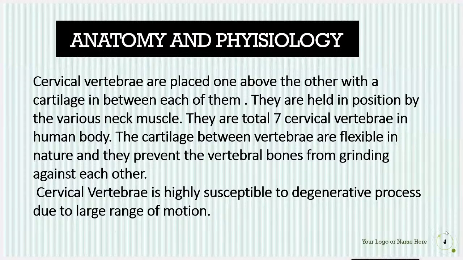Cervical vertebrae are placed one above the other with cartilage in between each of them. They are held in position by the various neck muscles. There are a total of 7 cervical vertebrae in the human body. The cartilage between the vertebrae is flexible in nature and prevents the vertebral bones from grinding against each other. Cervical vertebrae are highly susceptible to degenerative processes due to their large range of motion, due to which the vertebrae get degenerated.